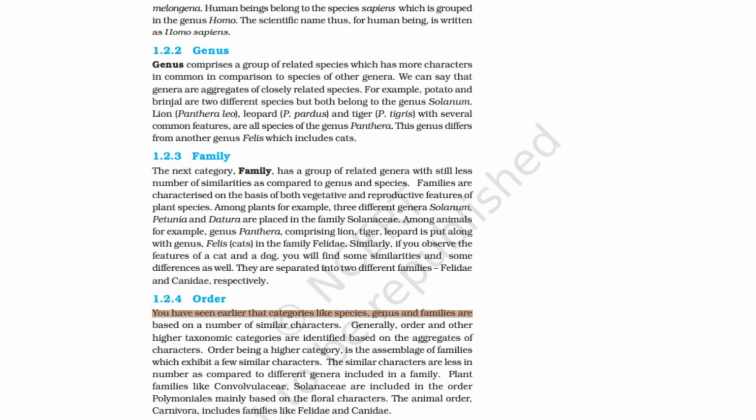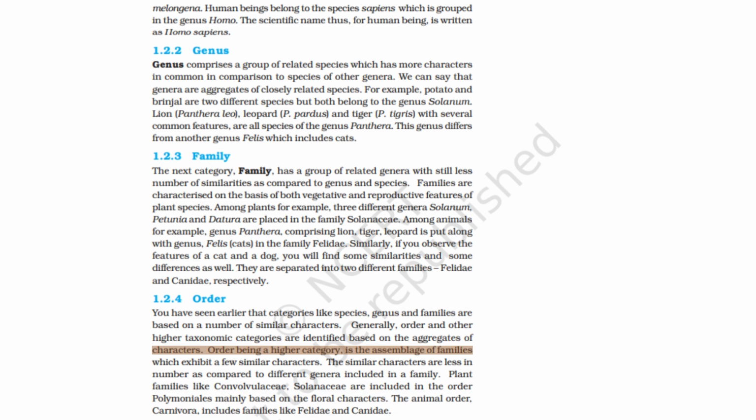Order. You have seen earlier that categories like species, genus, and families are based on a number of similar characters. Generally, order and other higher taxonomic categories are identified based on the aggregates of characters.